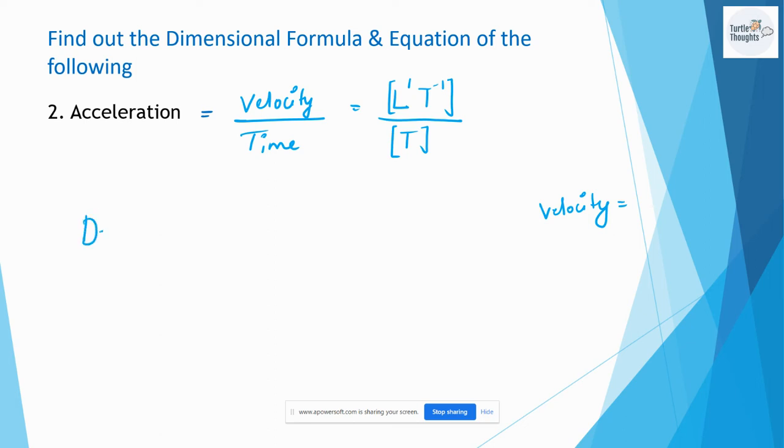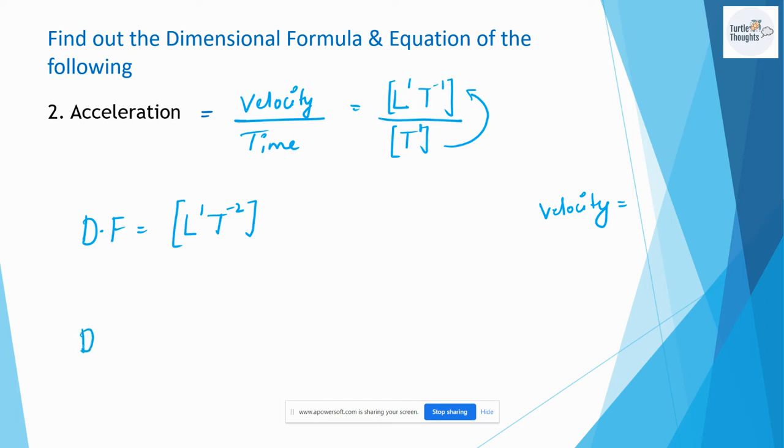So the dimensional formula for acceleration is going to be L to the power 1 T to the power minus 2. Why minus 2? Because if this T is in the denominator, when it goes to the numerator, the sign is going to change. Here it is T to the power 1, when it goes to the numerator, it is going to be T to the power minus 1. Both are going to add up to T to the power minus 2. This is going to be the dimensional formula.